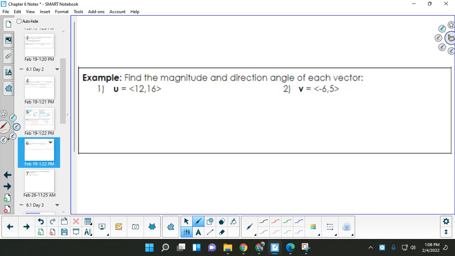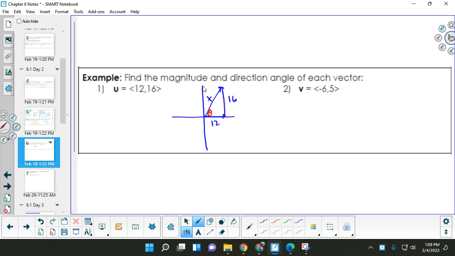Okay? If you look at the next example, this is kind of the opposite type of question as the previous one. It says to find the magnitude and the direction angle of each vector. So let's start off by kind of sketching a picture so we can see what we're looking at. We've got the coordinate plane, and we're over 12, and we're up 16. We're trying to figure out not only the magnitude, so this, but also your angle measure.